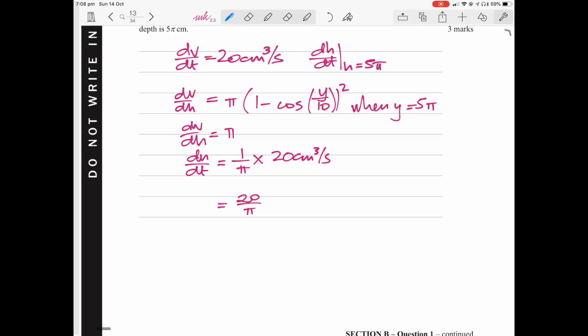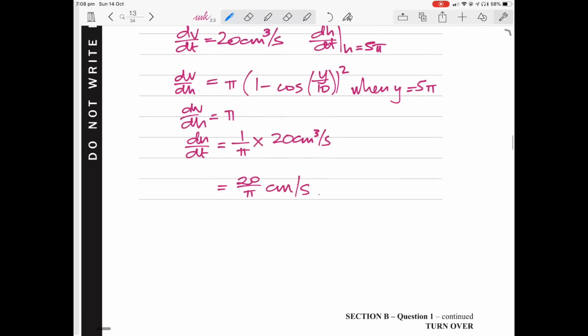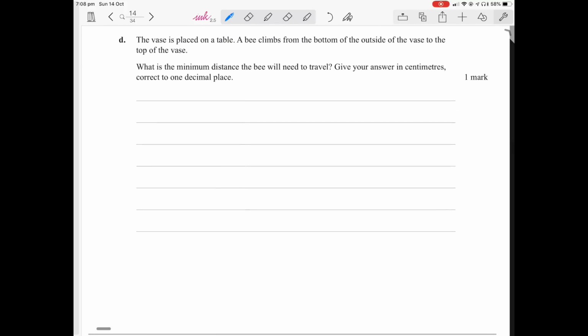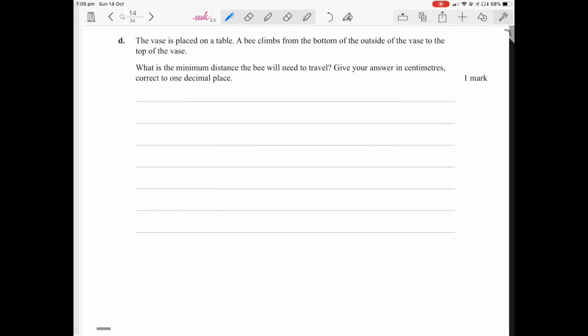What's that? Centimeters a second, because it's a height. So it's increasing at 20 on pi centimeters a second. The vase is placed on the table. B climbs from the bottom of the outside of the vase to the top of the vase. What is the minimum distance that B will need to travel? Give your answer in centimeters correct to one decimal place.